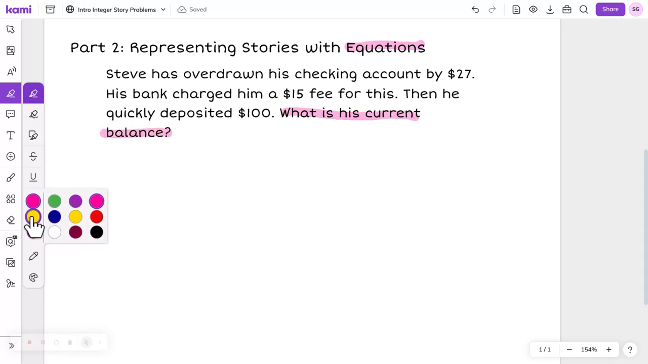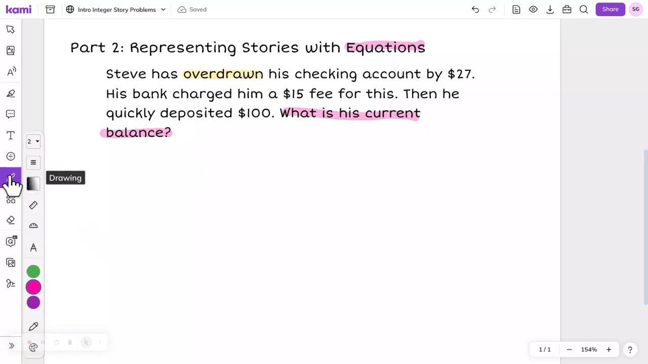We can go through the story again using the same keywords we talked about in the first part. The first sentence says he has overdrawn his checking account by $27. When you overdraw a bank account, that means you take out more money than you actually have. So that helps me know that this 27 here is actually a negative 27. That's $27 he does not have.